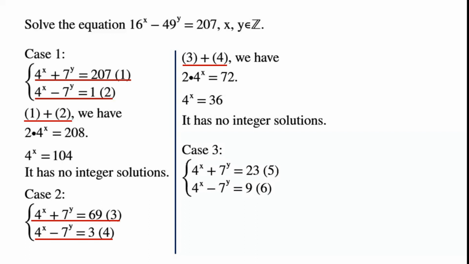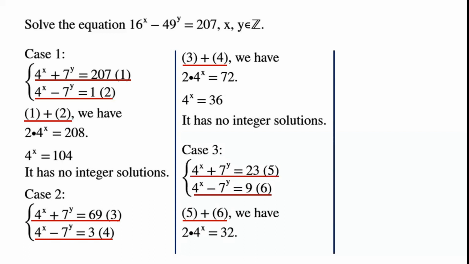Case 3, 5 plus 6, we have 2 times 4 to the power of x equals 32. So 4 to the power of x equals 16. So x equals 2.